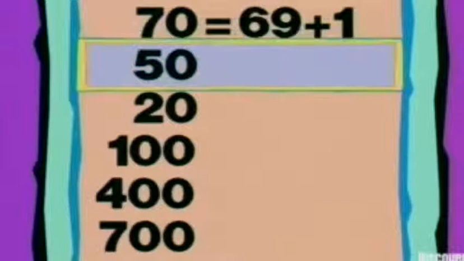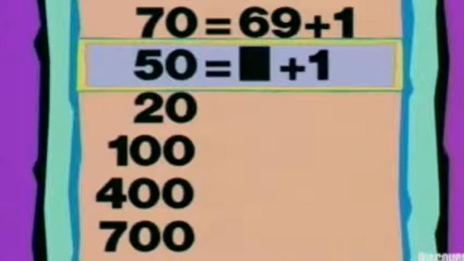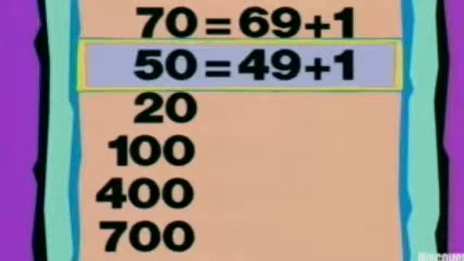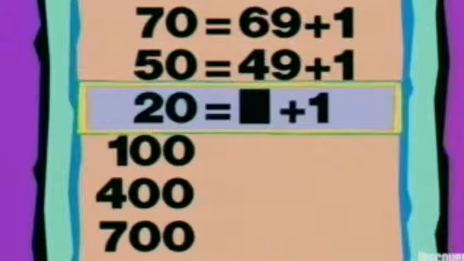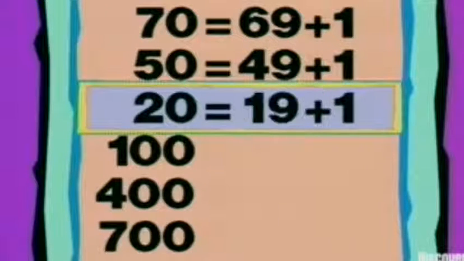The next number is 50. 50 equals some number plus 1. What's the missing number? Yes, 49. 50 equals 49 plus 1. The next number is 20. 20 equals some number plus 1. What's the missing number? Yes, 19. 20 equals 19 plus 1.